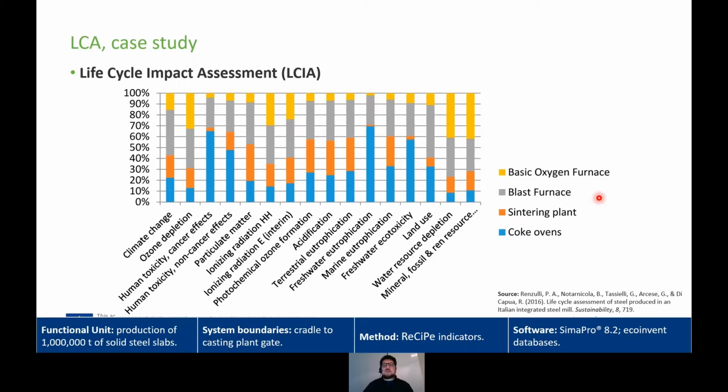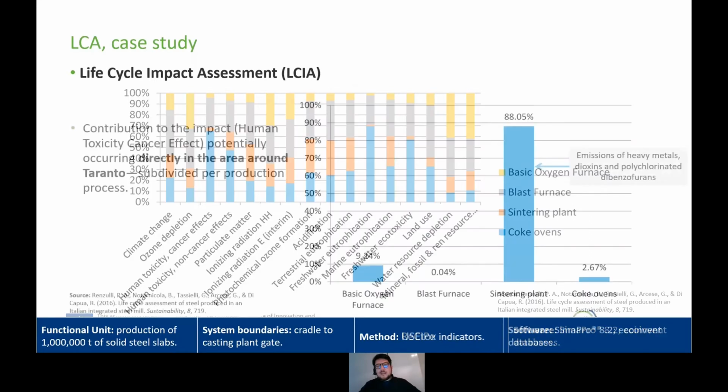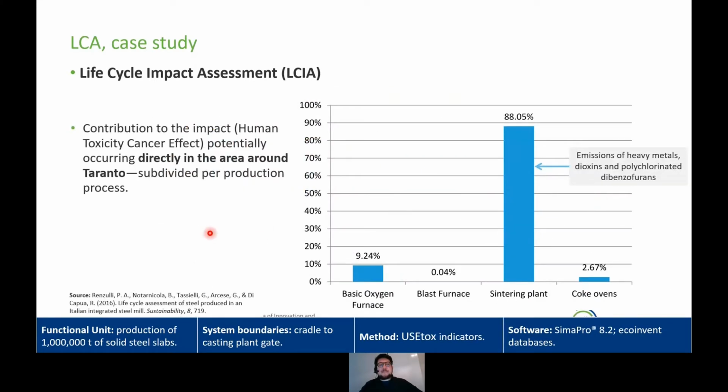The reason was that internally they use some transport for the material from one unit to the other, and also the energy use was really intensive in these steps. They also analyzed the potential contribution of human toxicity that can directly affect the area surrounding Taranto. That's why they want to know exactly in which units have the highest emissions that can affect the population. In this case, they used the same software, same system boundaries and functional unit, but they used another method called USEtox, with which they can calculate the toxicity itself.